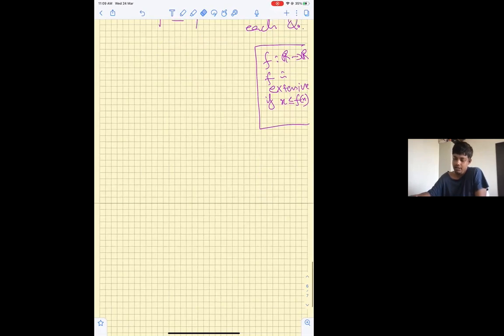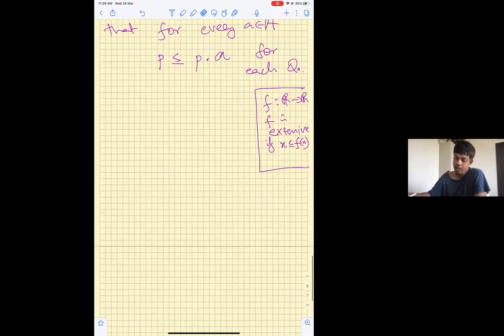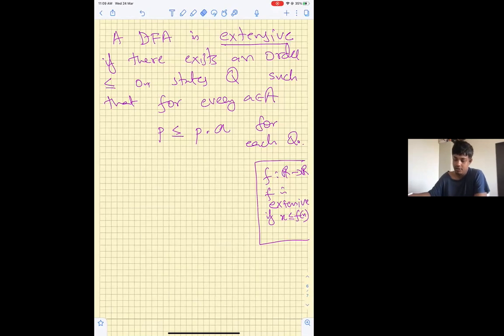There is a similar distinction between an ordered automaton and an extensive automaton. An ordered automaton has an order on the states, and whenever p is less than or equal to q, then p dot a is less than or equal to q dot a. Here it is called an extensive automaton because every time I take a transition, I'm going to a bigger state.